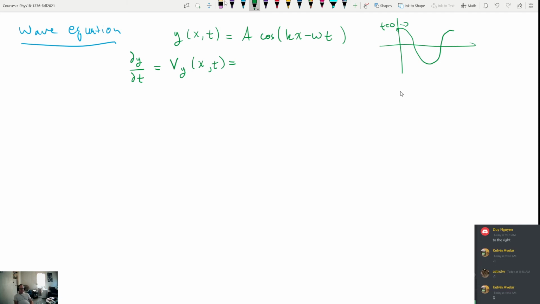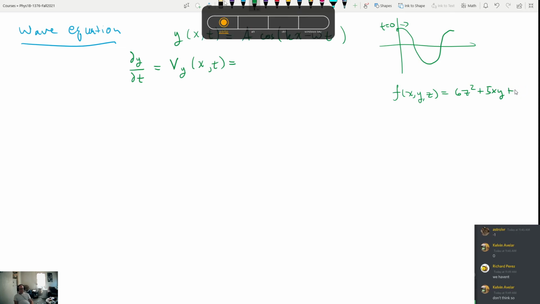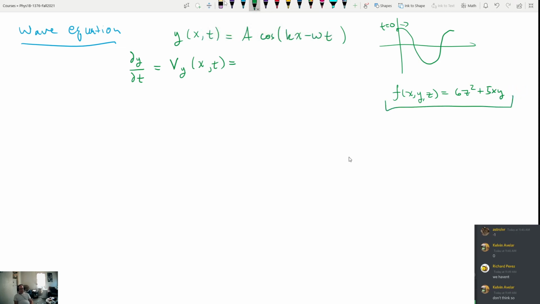So suppose that I have a function like this, f of x comma y comma z, and let's say that it's 6z squared plus 5xy. Let's just do two terms. Say I have a function like this, and I ask, what's the derivative of that function?